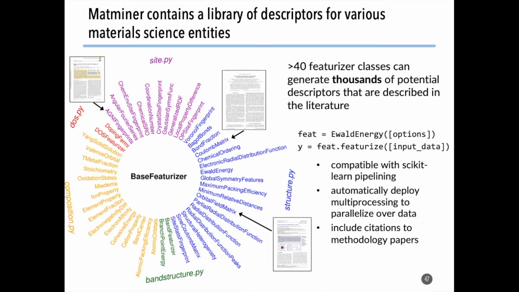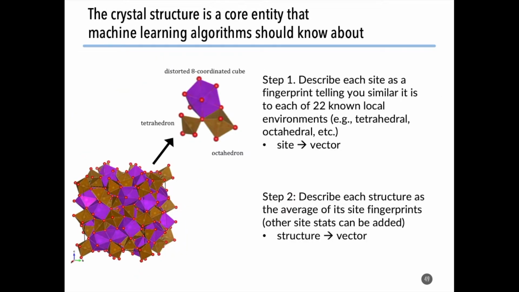I want to talk about one featurization thing that we've been developing in our group, which is this crystal site fingerprint, as well as a site statistics fingerprint. And these are ways that we'd like to turn a crystal structure into a vector of numbers for machine learning and for other applications as well. So the crystal structure, so the arrangement of atoms in a cell, is basically one of the core things that's important for material science and that machine learning algorithms should know about. But there's no standard way to turn a crystal structure into a vector of numbers.